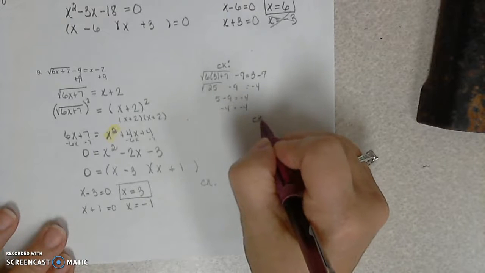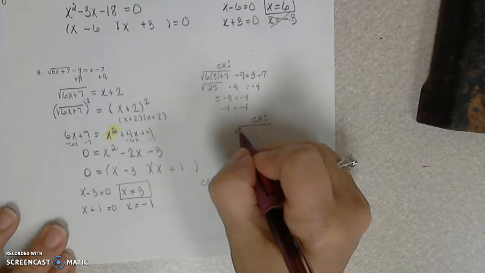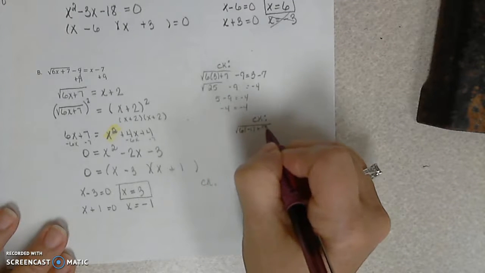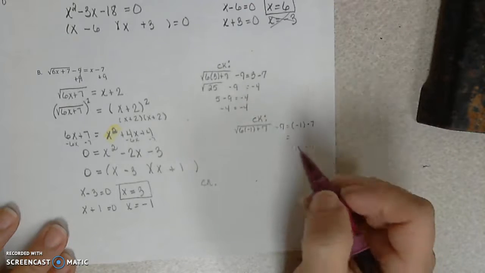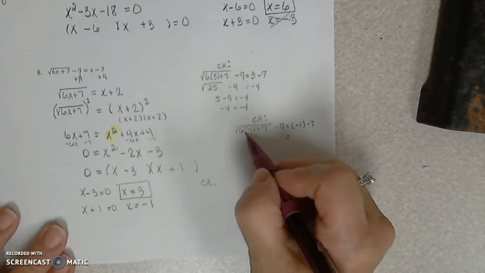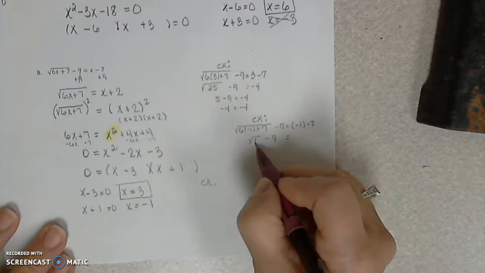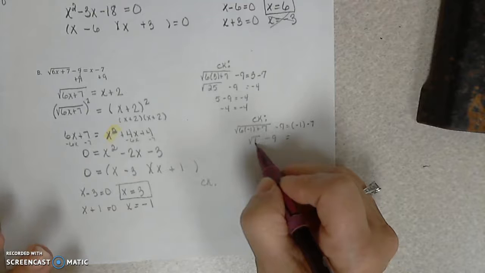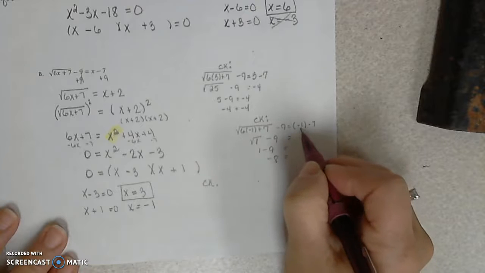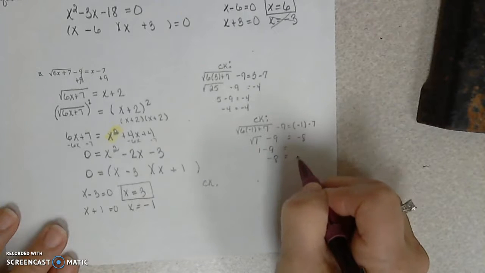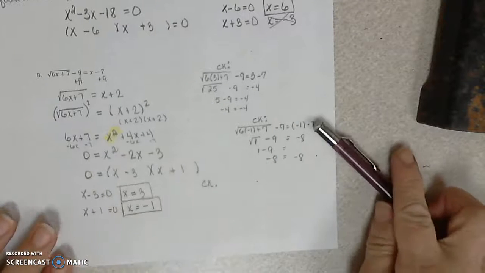So let's check the second solution, which is negative 1. The square root of 6 times negative 1 plus 7, minus 9, equals negative 1 minus 7. Negative 6 plus 7 is 1. Square root of 1 is 1, right? So 1 minus 9 is negative 8. Negative 1 minus 7 is also negative 8. So they both check in this case.